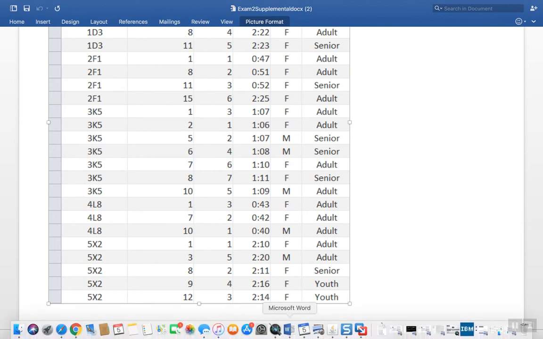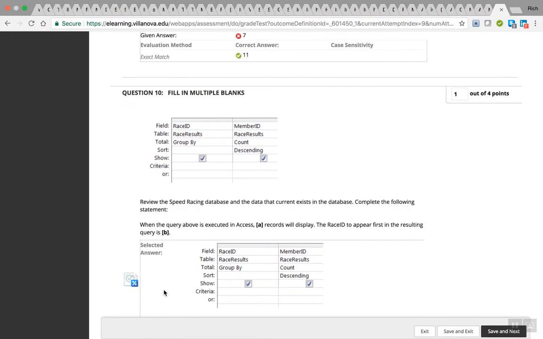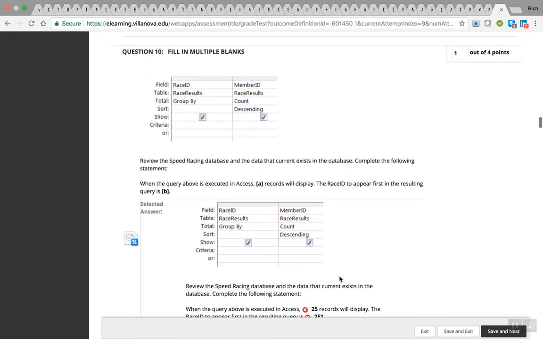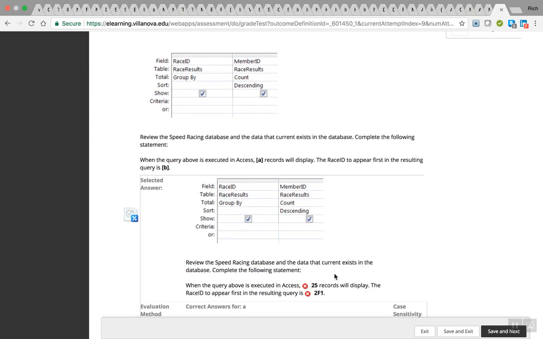So if we go back and look at our query again, we're going to sort this descending. So we're going to count this. We're going to get the results, which means that when we do a descending, the highest number goes first, and then we go down from there. All right.